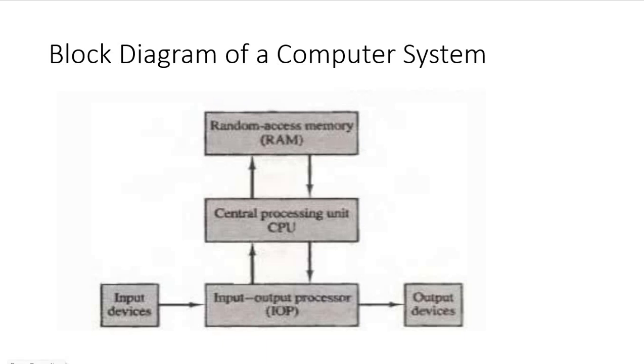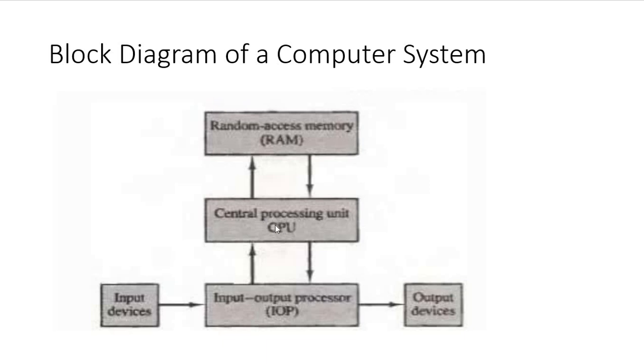Hello viewers, today's topic is block diagram of a computer system. As all of us know, the computer system is actually a digital electronic device, and the components of a computer system are the following. Every computer system has a central processing unit, which is called the CPU, right?